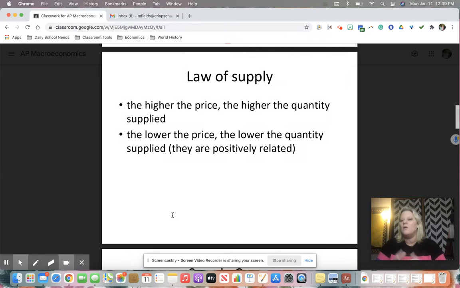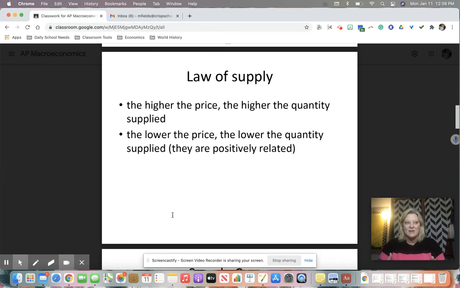Now, you're probably thinking, well, people won't buy it if it's that high. But remember, we're going through supply and demand independently of each other right now. So we're not worried about the demand. We're not worried about if people will buy it. We're just worried about if you'll supply it.